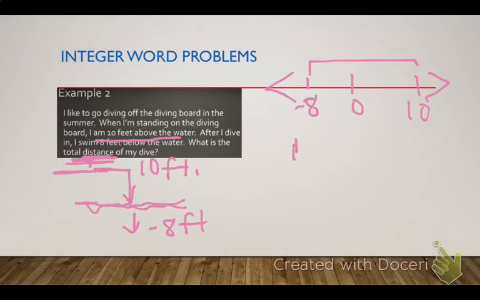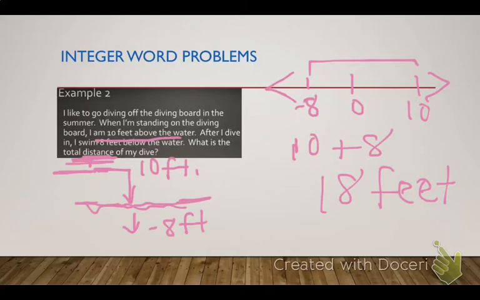Well, 10 added to 8 is 18 feet. So the total distance of my dive, or my jump, is a total of 18 feet. From the board to the water is 10, and I go below the water 8 feet. So that's a total of 18 feet.